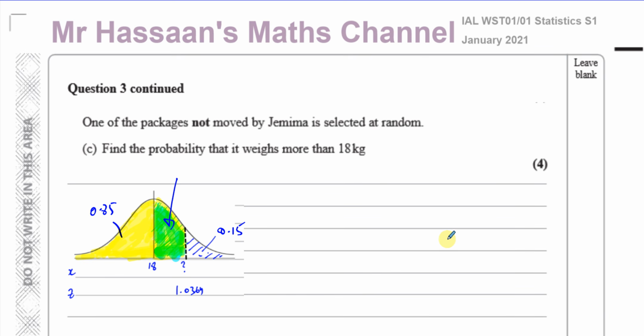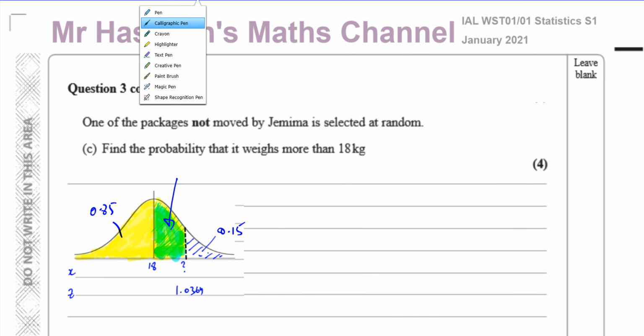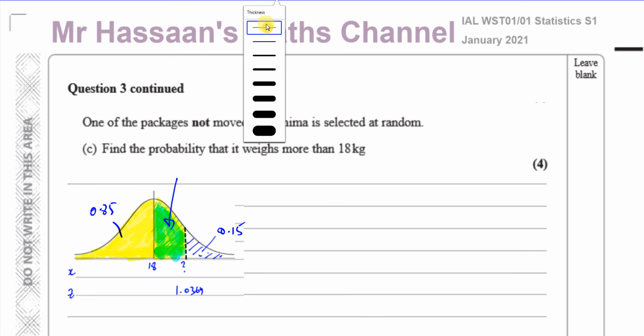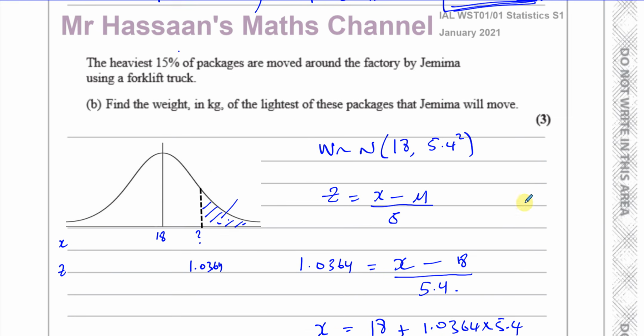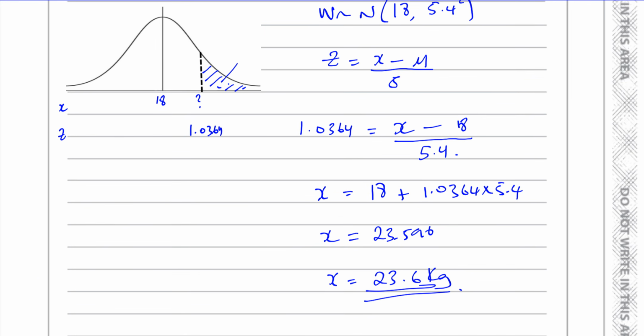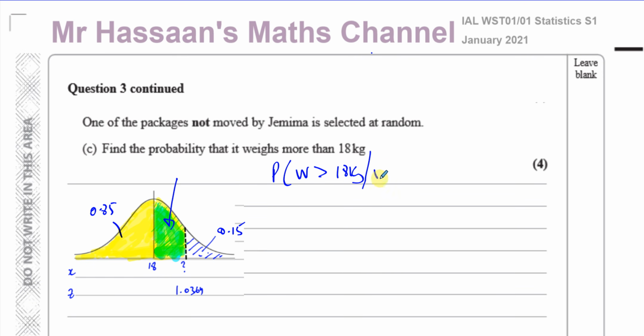But there's a condition here, because basically what we have is a situation where we're considering the sample space of the packages not moved by Jemima. So it's basically saying, what's the probability that it weighs more than 18 kilograms, given that it's one of the ones that Jemima did not carry. So that was less than 23.6 kilograms. Okay, so it's like given that the weight is less than 23.6 kilograms. That's what they're asking us to find here.